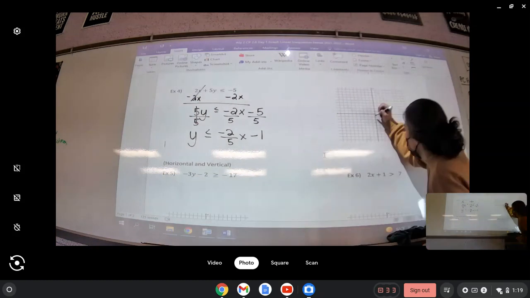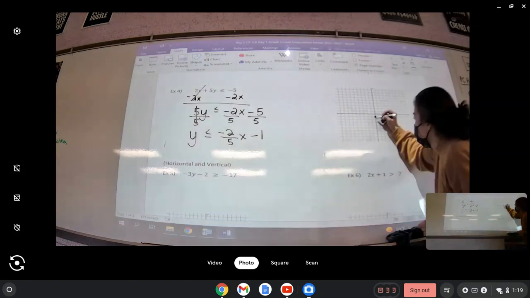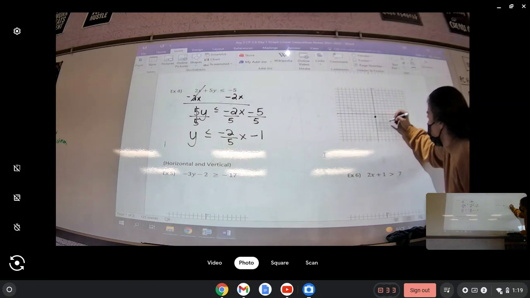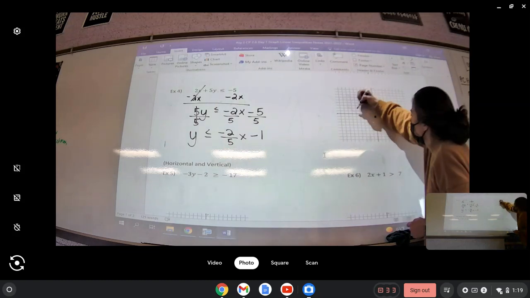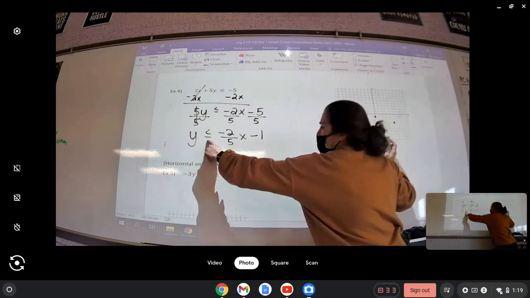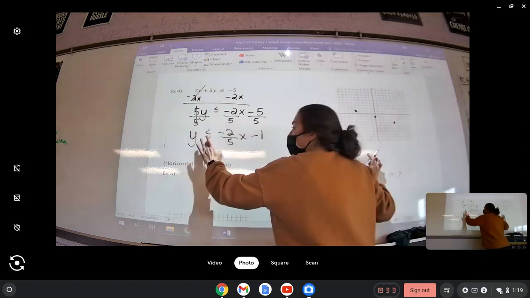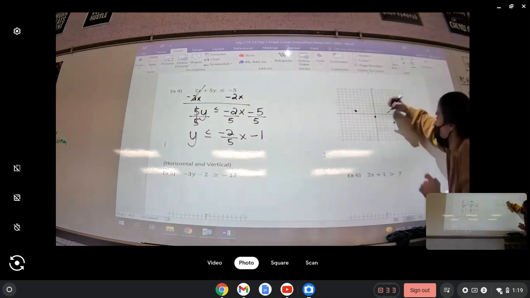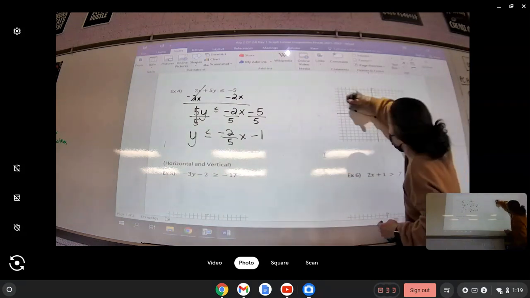I have a y-intercept at -1. I have a slope of -2/5, so I will go down 2, and I will run to the right 5. I will go up 2, and then left 5. Solid or dashed, if that's our symbol. Solid, right? We can be less than or equal to the points on the line. So now the points on the line are a boundary, and they're included as answers.